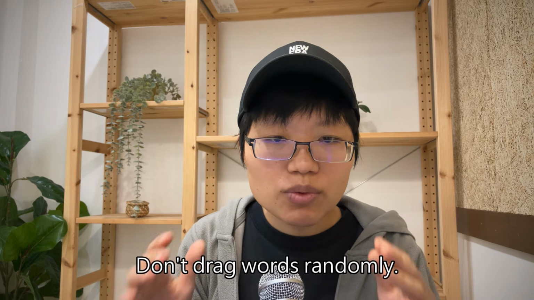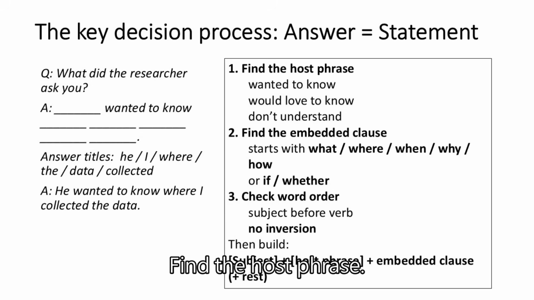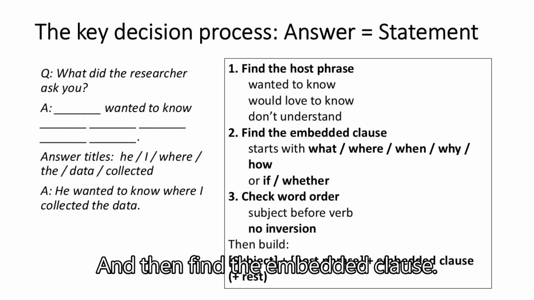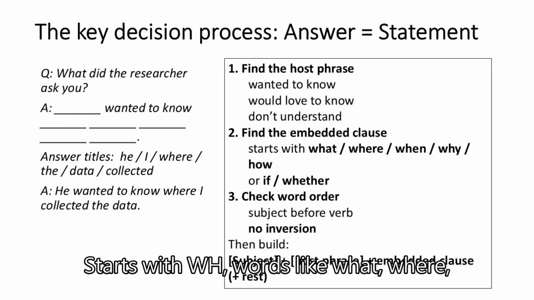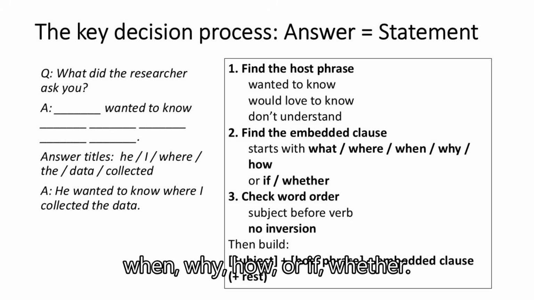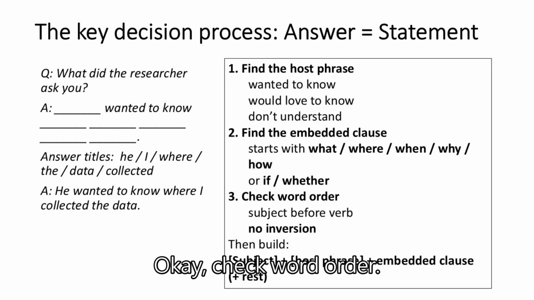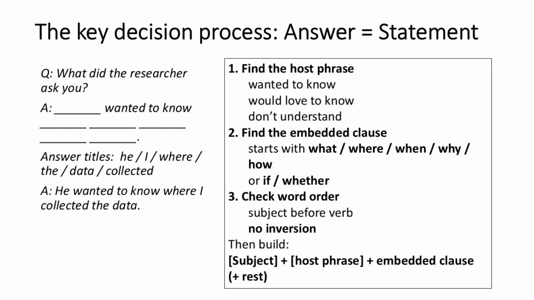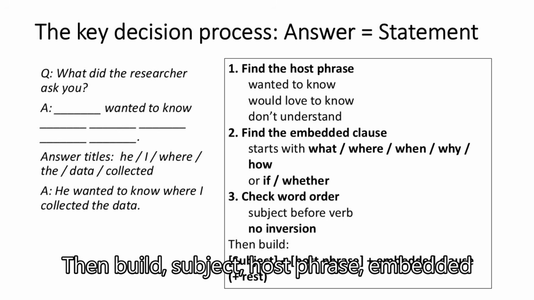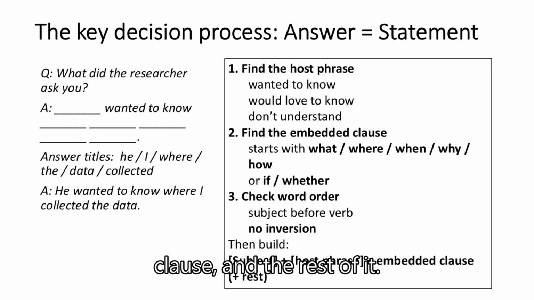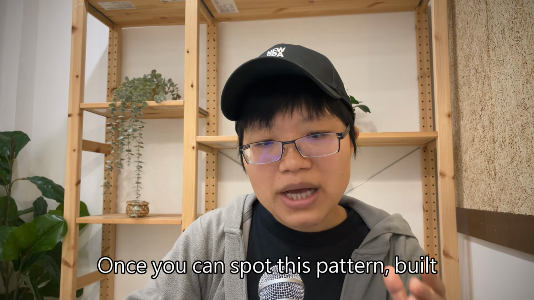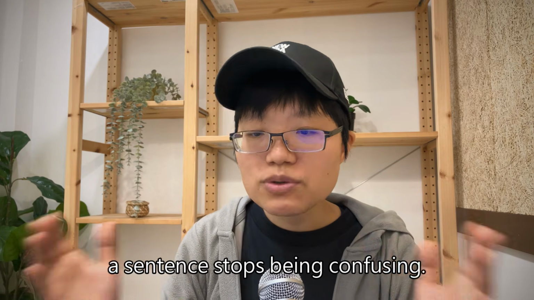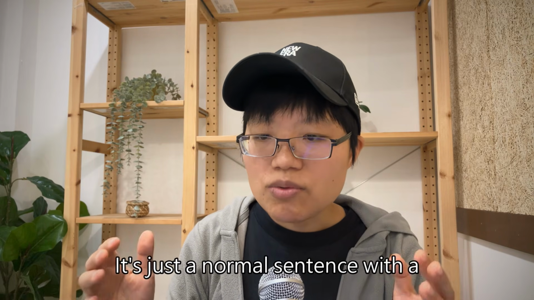Don't drag words randomly. Do this instead. Find the host phrase: wanted to know, would love to know, don't understand. Then find the embedded clause. It starts with WH words like what, where, when, why, how, or if, whether. Okay, check word order: subject before verb, no inversion. Then build subject, host phrase, embedded clause, and the rest of it. Once you can spot this pattern, built sentence stops being confusing. It's just a normal sentence with a question inside.